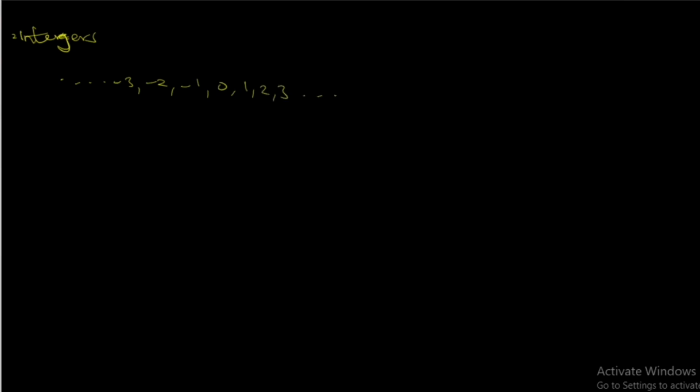and it goes 1, 2, 3, right? So the set of integers is closed under addition, multiplication, and subtraction. Let's take note of the closed thing. So for the set of integers, it's closed under what? Addition, multiplication, and what? Subtraction.